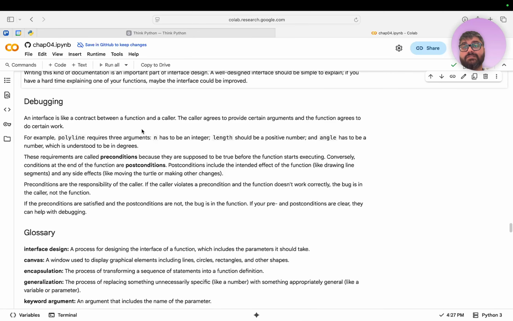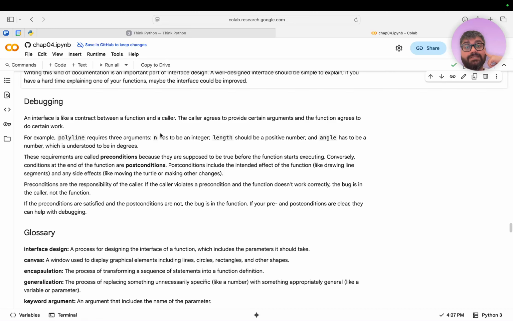Debugging: an interface is like a contract between a function and a caller. The caller agrees to provide certain arguments, and the function agrees to do certain work. For example, polyline requires 3 arguments. n has to be an integer, length should be a positive number, and angle has to be a number which is understood to be in degrees. These requirements are called preconditions because they're supposed to be true before the function starts executing. Conversely, conditions at the end of the function are postconditions.